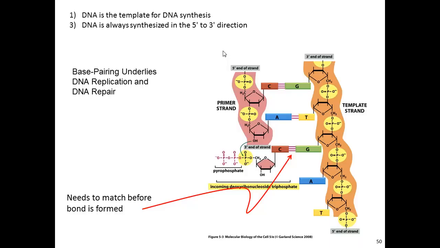We continue with lecture 5. DNA replication occurs in a 5 prime to 3 prime direction. New nucleotides will be added here. Each base that's being brought in for possible addition to the growing strand has to satisfy the complementarity of the existing template strand based on the hydrogen bonding code.